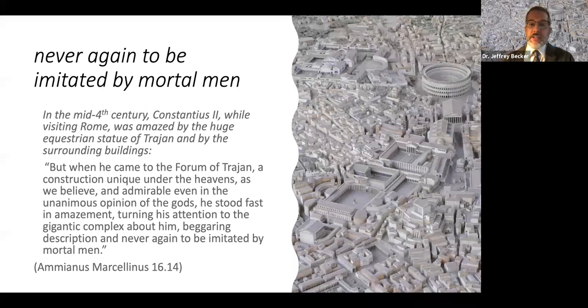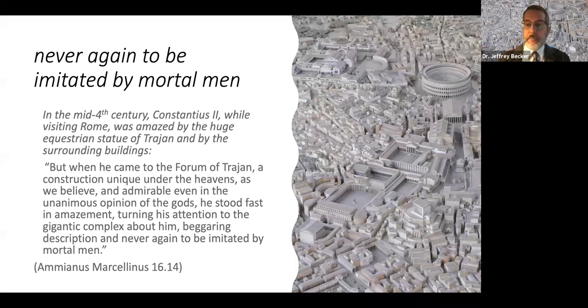Ammianus relates that Constantius II, a Roman emperor centered mostly in the Eastern Mediterranean, makes one visit to Rome in the mid-4th century, and he'd never been there before. And a motivating factor for Constantius to come to Rome is to look upon the works of Trajan.